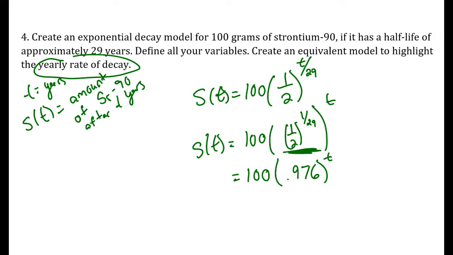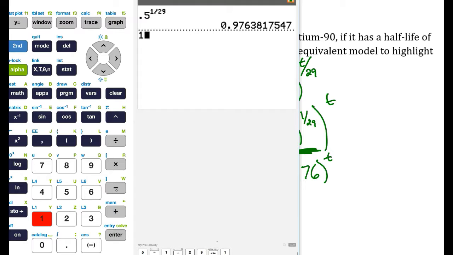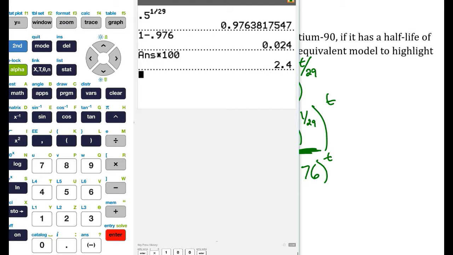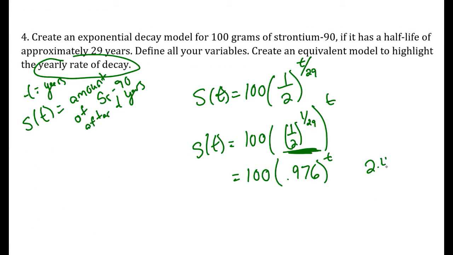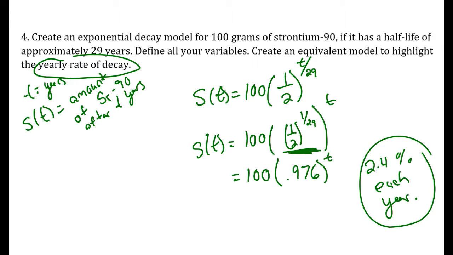So this highlights the yearly rate of decay. What does it decay by each year? Well, let's do 1 minus that. 1 minus 0.976, and around there, times 100 to make it a percent. This means it decays by 2.4% each year. I lose 2.4% each year.